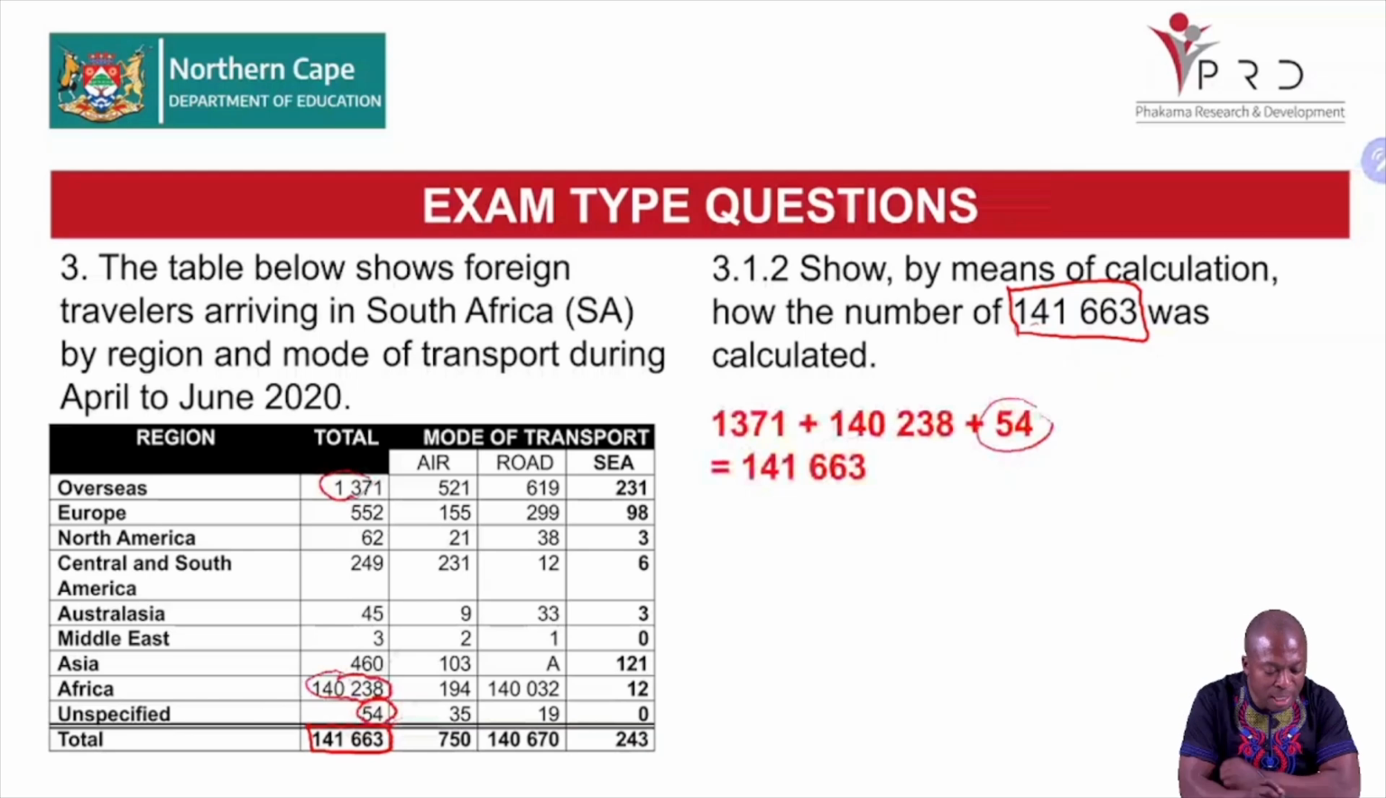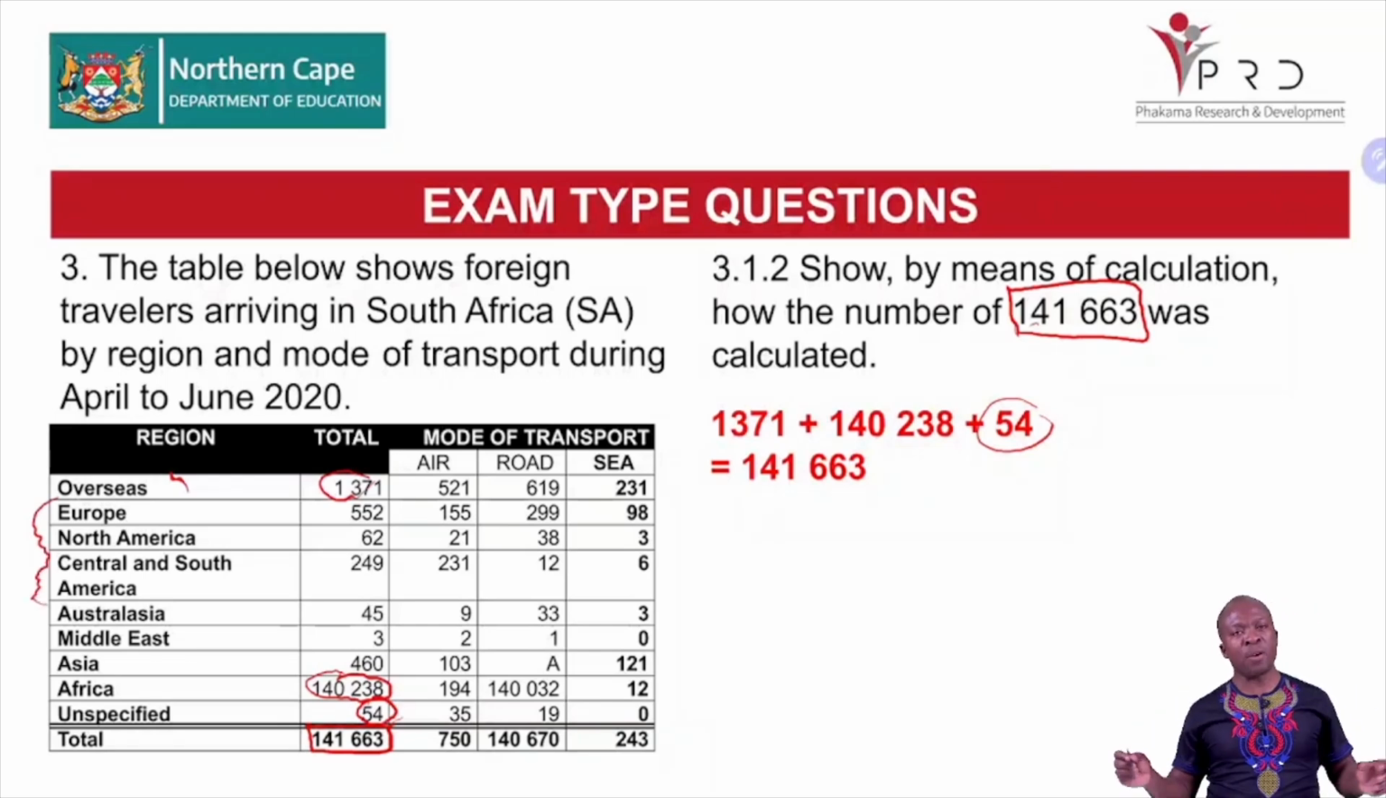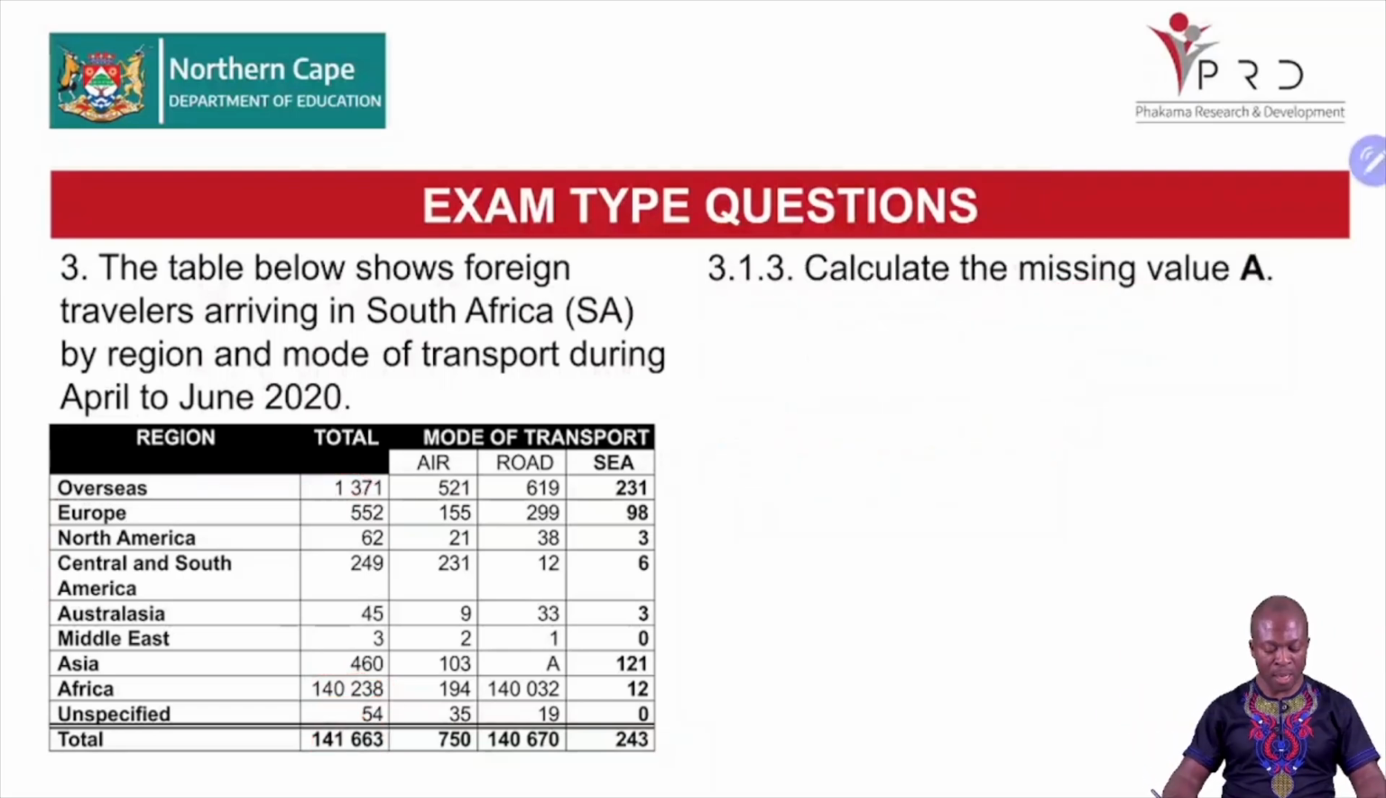So how do you think they got 1,371? Those are the people from overseas. These ones. So they add all of them. That's how they end up getting 1,371. Hence, there's no need for you to add a 1,111 again.